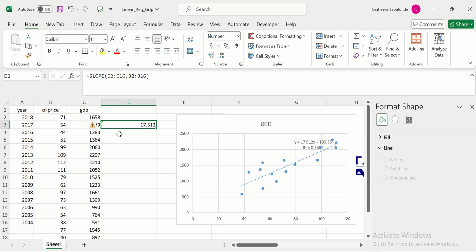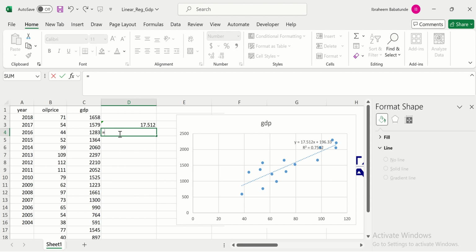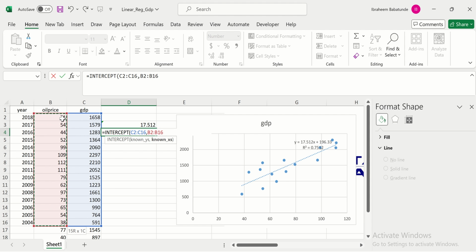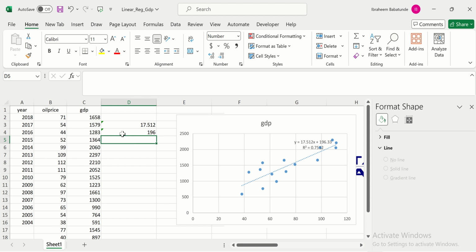Then if we want to know the intercept, it's the same process. There's an intercept function in Excel. Just come here and say intercept, then it's the same parameters. What is our known y? This is our known y. We just need to come down like this, comma, then our known x, which is our independent variable. You also need to cover them like this, and you press enter. You can see that I have it as 196. If you want to see the exact value, you just need to increase it like this, and you can see that we have it as 196.33.